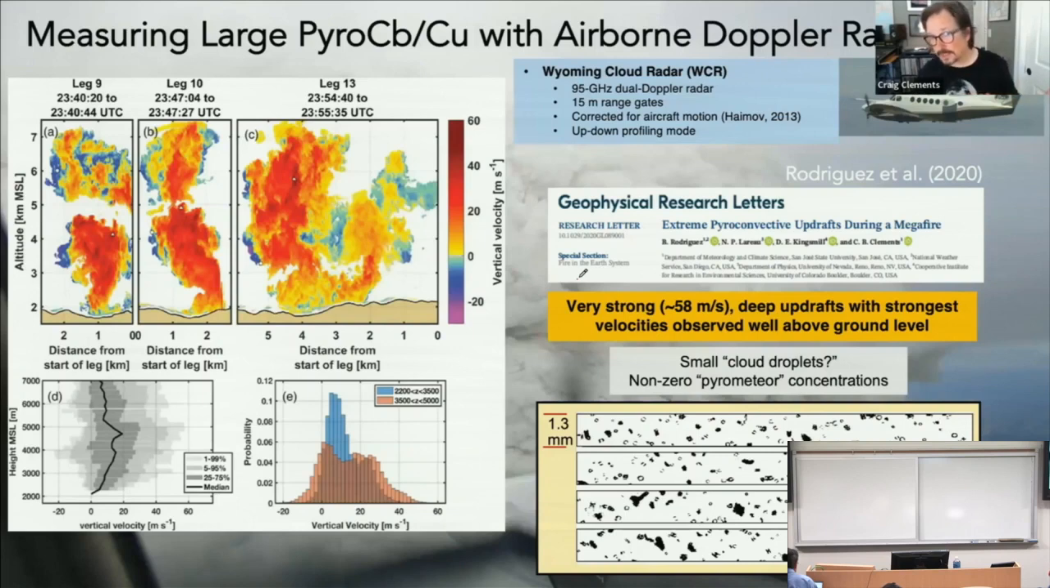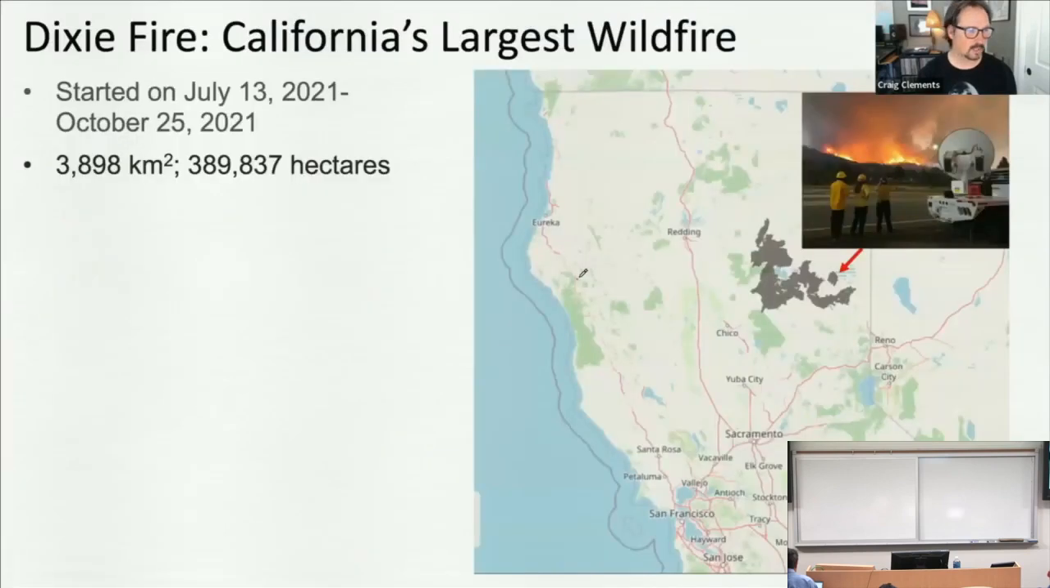Another question is what's inside these plumes. Do we have small cloud droplets, or non-zero pyrometeor concentrations? There's lots of ash and debris. Again, I'm skipping some of the radar basics that I usually put in this lecture, just to highlight what a dual polarized radar can do. And I'll give you some examples of one of our cases here.